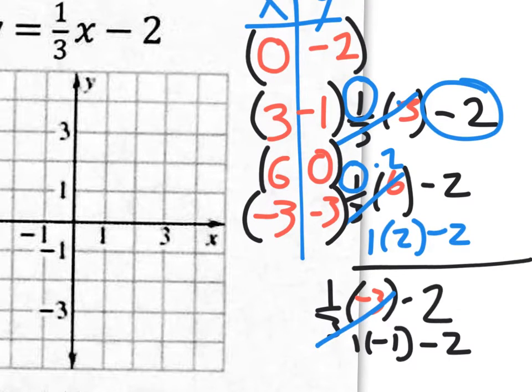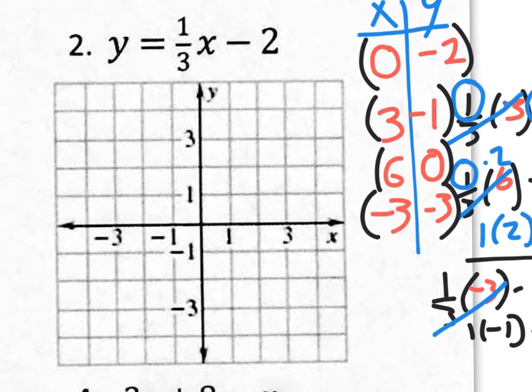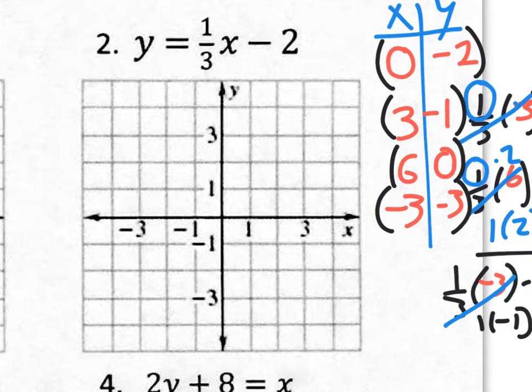So let's go to the graph and let's plot these points. 0, negative 2 is right there. When we go to 3, negative 1, it's right there. When we go to 6, 0, think about this. 1, 2, 3, 4, 5, 6, 0. So you're off the graph. But that's okay. You could do that dot right there, 6, 0.